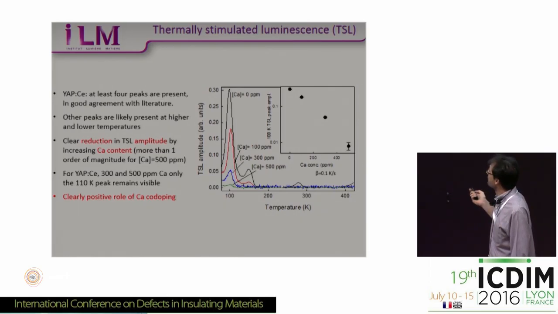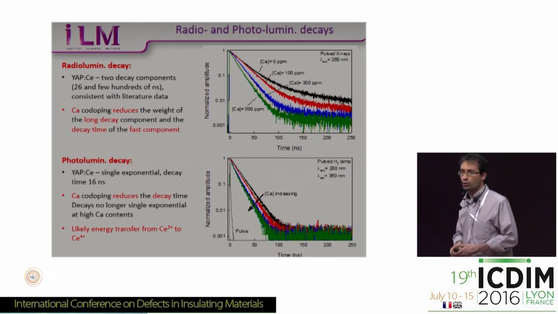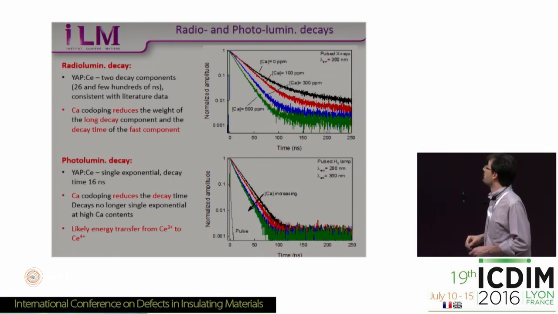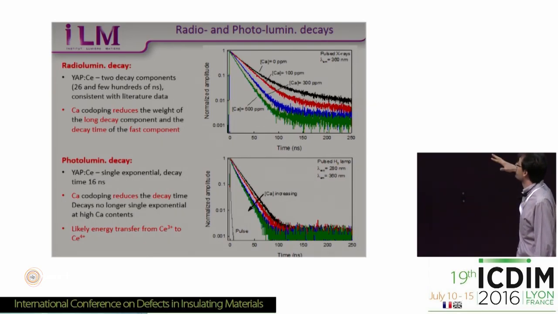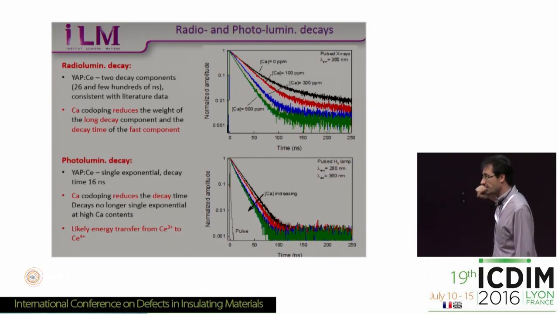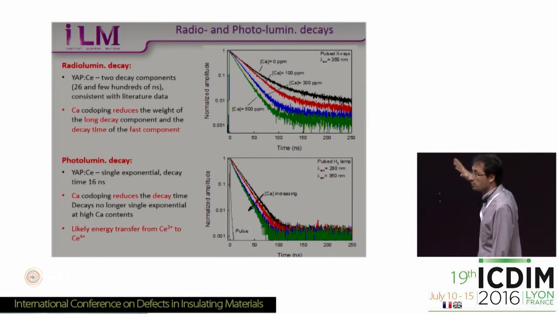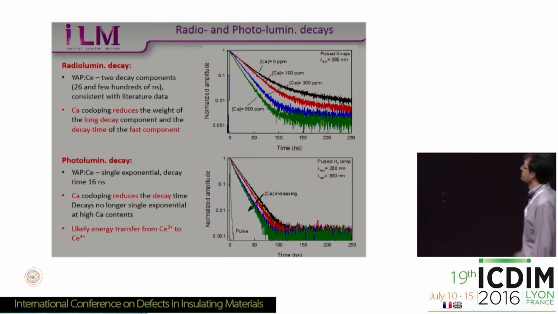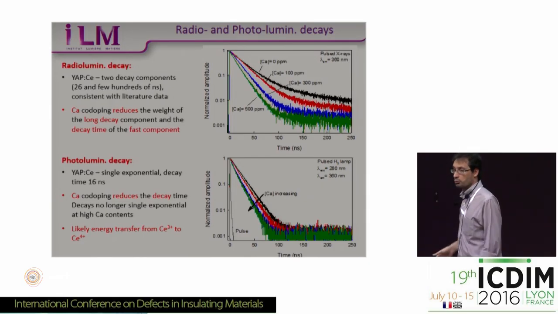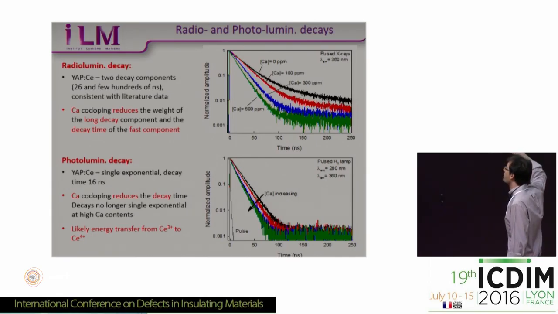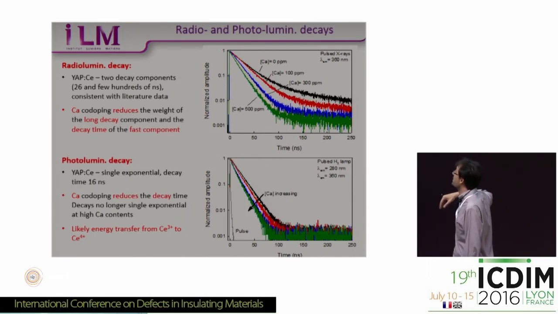So we did some radio and photoluminescence decays. For the radioluminescence decay, what we can see is that for the sample doped exclusively with calcium, we have the typical scintillation decay, some 25, 26 nanoseconds, followed by a longer one with a decay time of the order of 100 of nanoseconds.